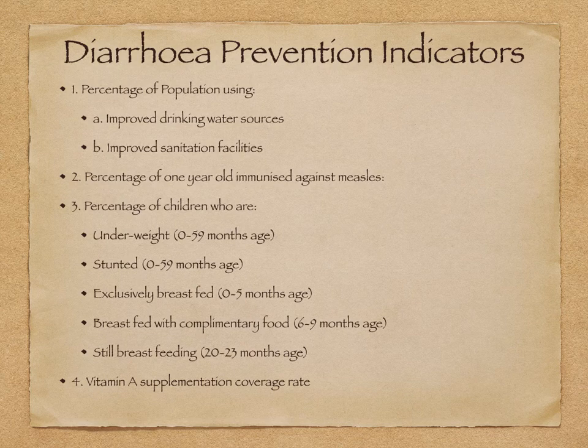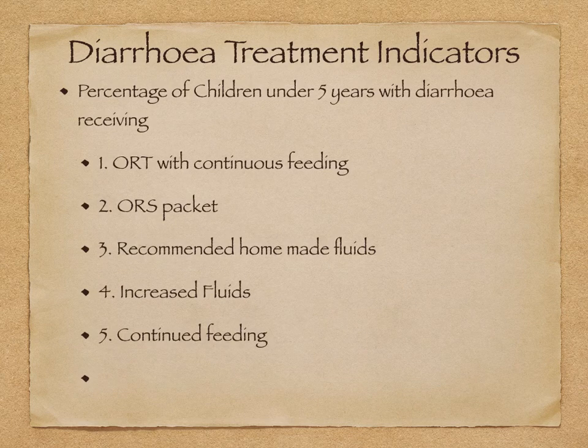As regards the treatment indicators, the diarrhea treatment indicators are very important. Percentage of children under 5 with diarrhea, what we see in it is the percentage of children under 5 with diarrhea receiving oral rehydration therapy with continuous feeding, oral rehydration salt packet, recommended homemade fluids, increased fluids, and continued feeding.